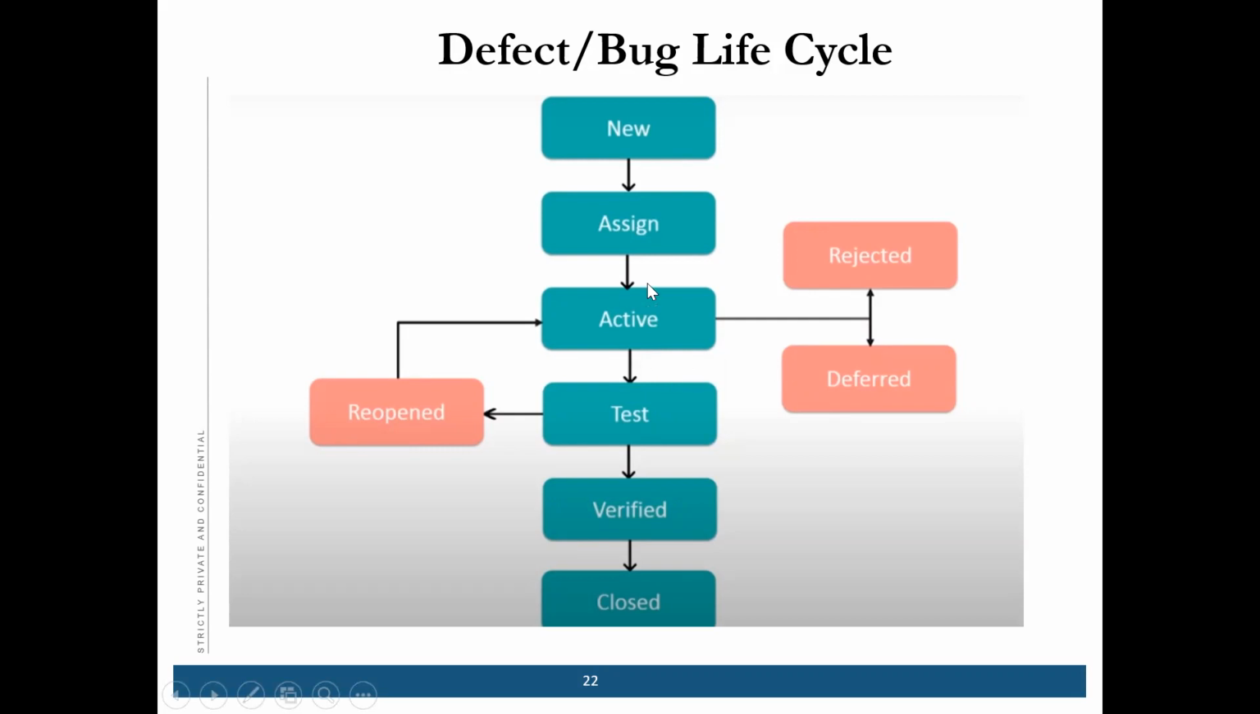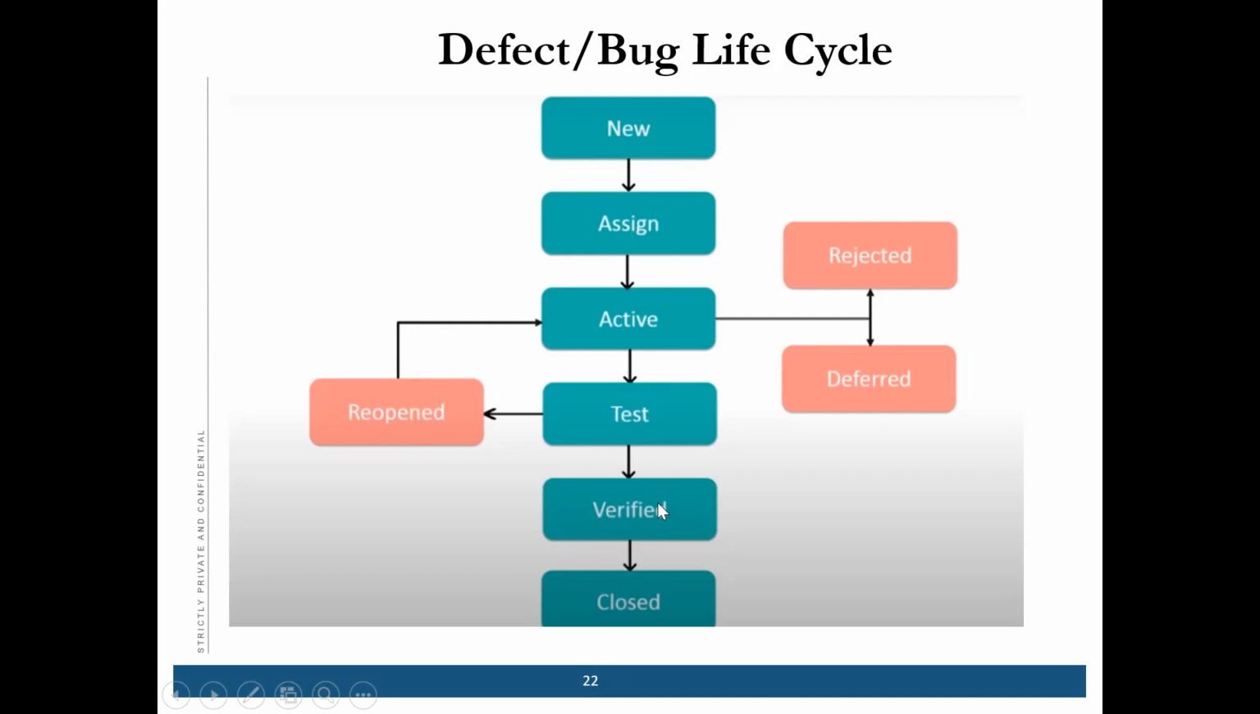There is also an in progress status, when the developer is working on the defect, so they can mark it as in progress. Once it is in progress and then fixed, it will come to the tester for testing. If you have reopened the defect, then it comes again, but the first time, once it is fixed, it will come to the tester. The tester will either test it and reopen it, or it will be verified and closed.